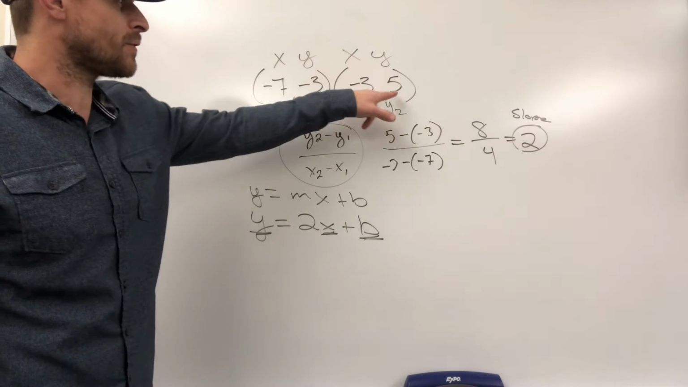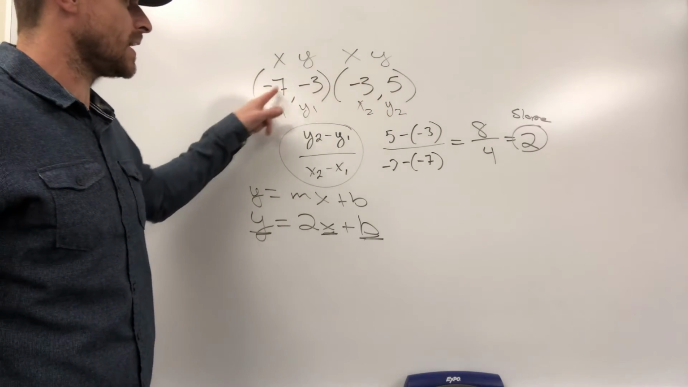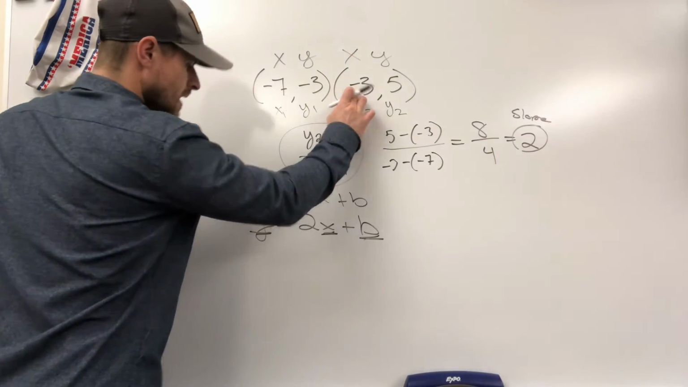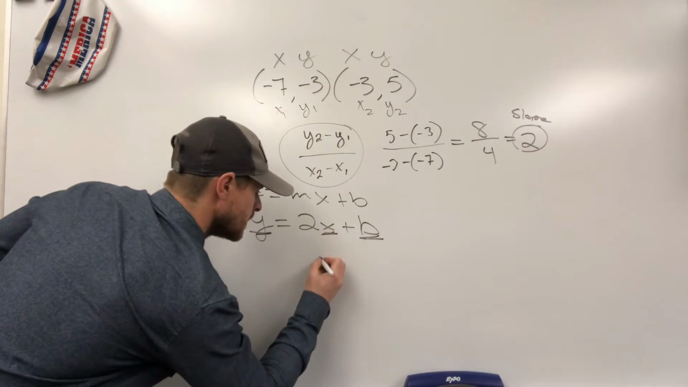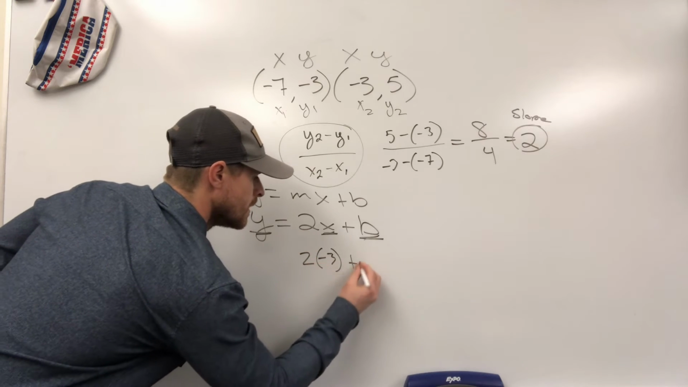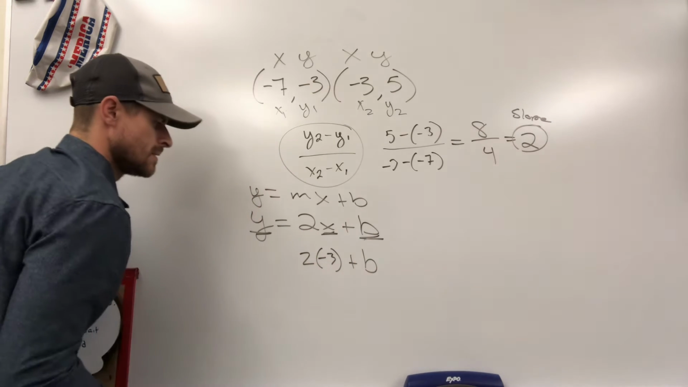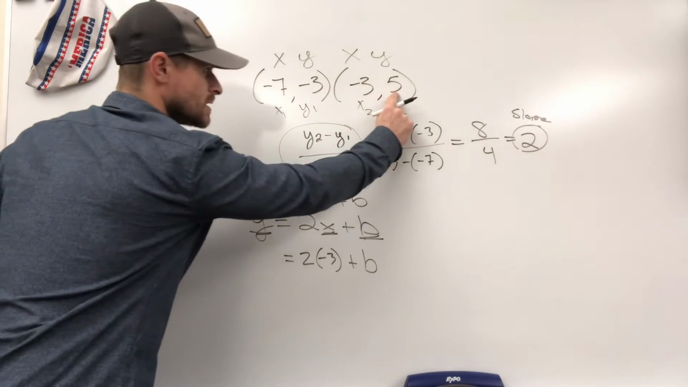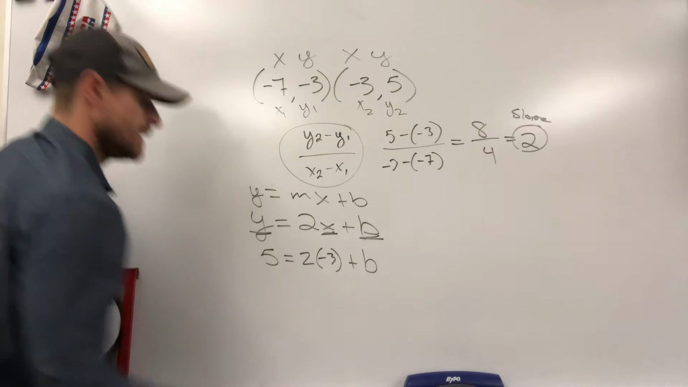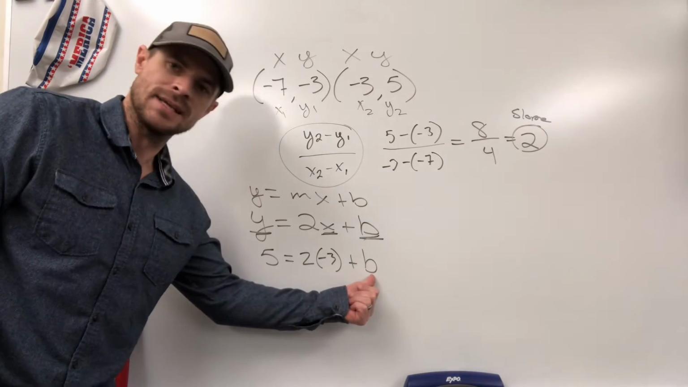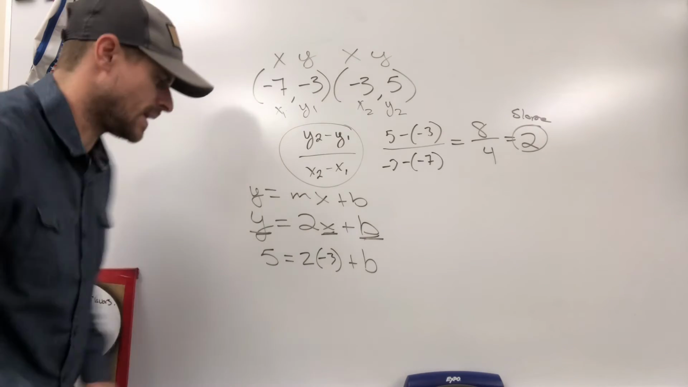I'm going to use negative 3 and 5 just because these are both negatives. If I can avoid working with negatives, I try to. So x is the negative 3, so I'm going to put a negative 3 right there. I'm going to have to multiply that by 2. I still don't know what b is, but I sure know that when x is negative 3, y is 5. Now I've created an equation that I can simplify, isolate b, figure out what it is to make it true.